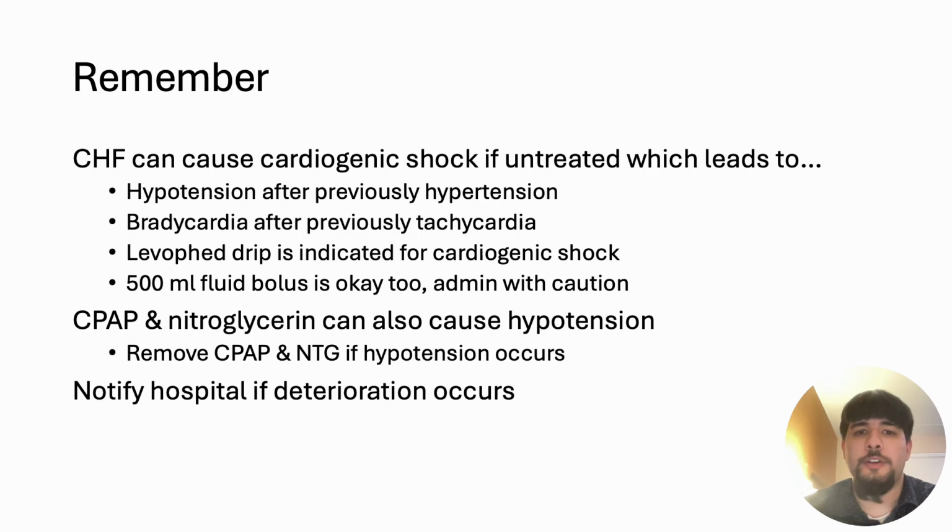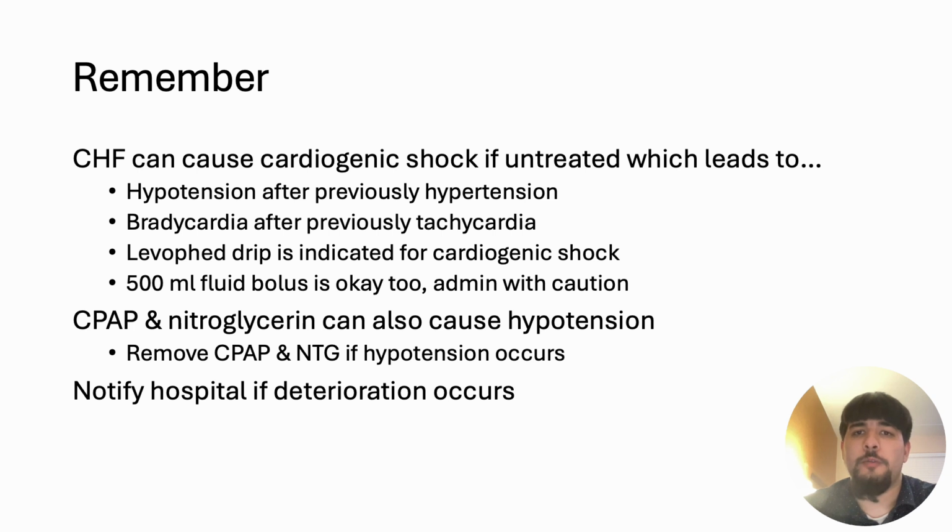So before we do the scenario, like I said, we'll just talk about a couple things real quick. So CHF can cause cardiogenic shock if untreated, which can lead to hypotension after previously hypertension, bradycardia after previously tachycardia. For treatments, the Levophed drip is indicated for cardiogenic shock. You do that for the 2 to 30 mics per minute. Put the 4 milligrams in the 250 bag. 500 milliliter fluid bolus is okay too, but administer with caution.